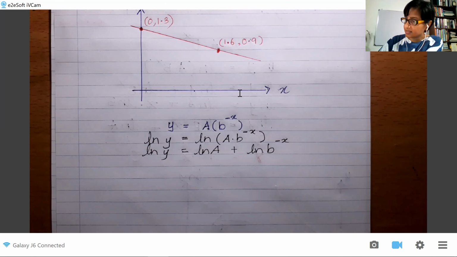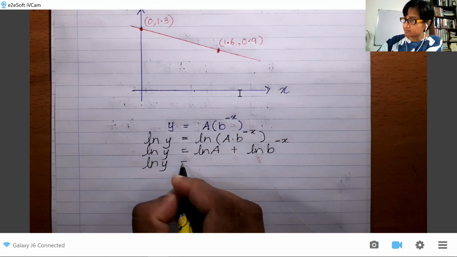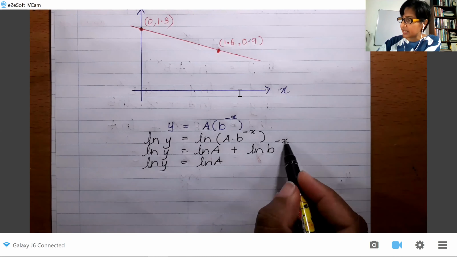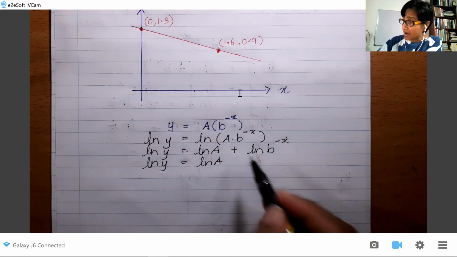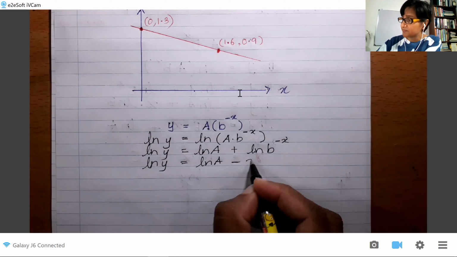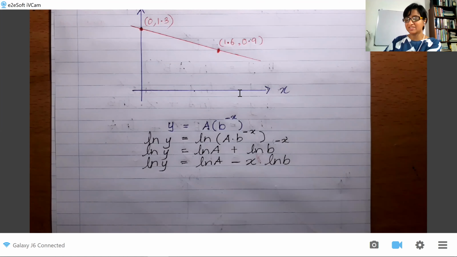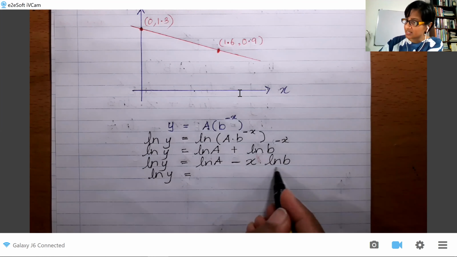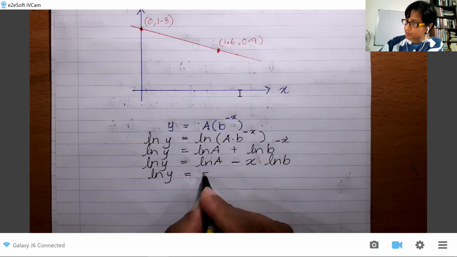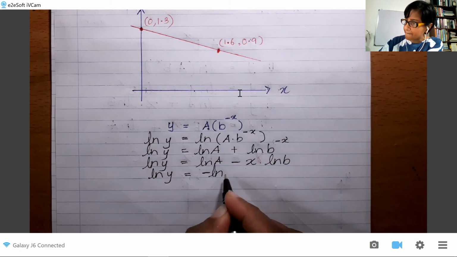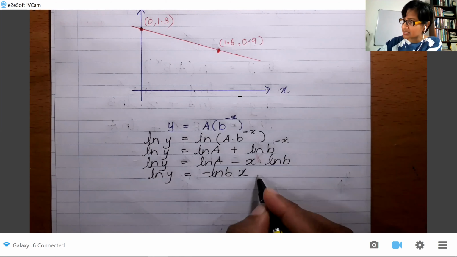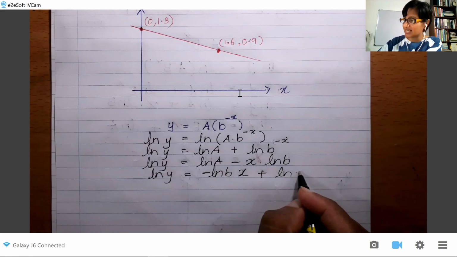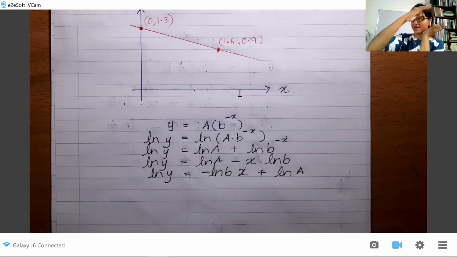Nothing changes for ln a. I can bring this minus x to the front, so it becomes minus x ln b. Now I will put it into the format by rearranging my terms. ln y, I'm going to write this in front. So minus, and I'm going to put the ln b first. That's going to be my mx plus ln a. Do you see it has a negative gradient? That's why the line is this way.